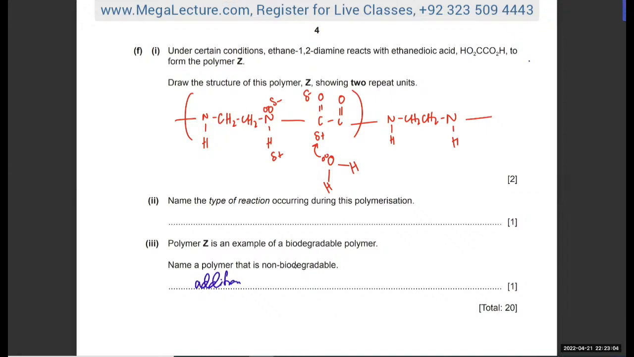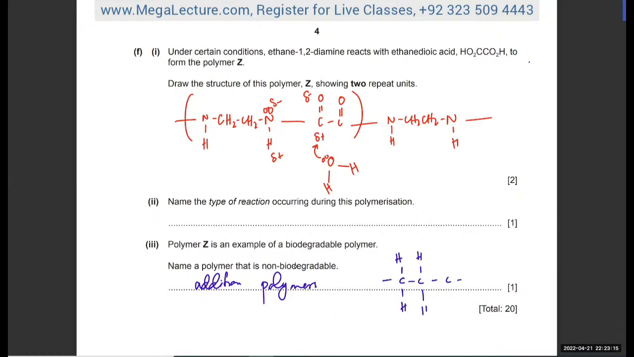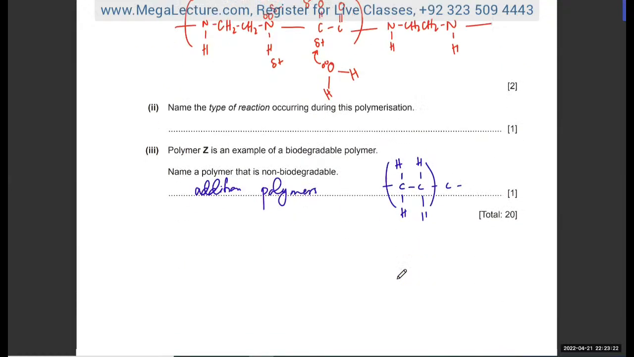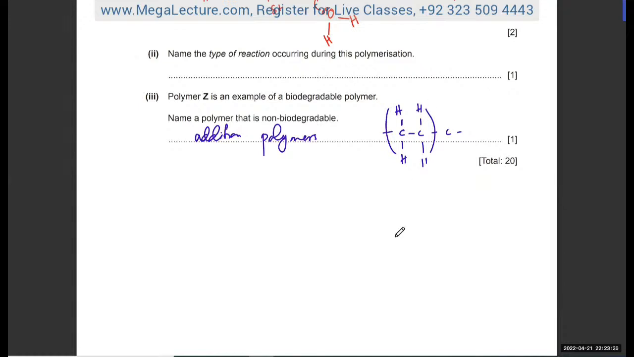Addition polymers. Addition polymers are non-biodegradable because they only have a carbon chain. Like if you have polyethylene, it's just a chain of carbon atoms, and carbon atoms are non-polar. So they would be non-biodegradable because they won't attract anything, and the carbon bonds are very stable as well.